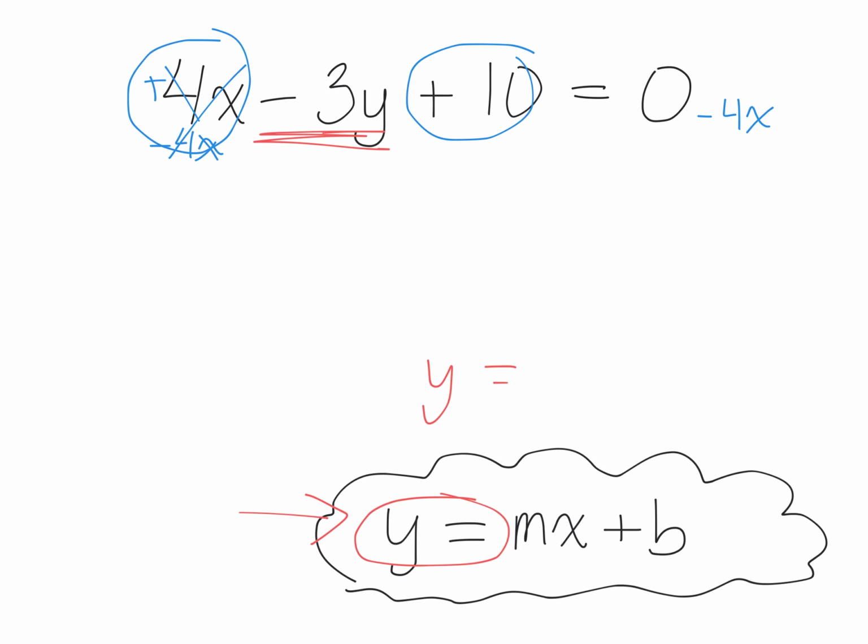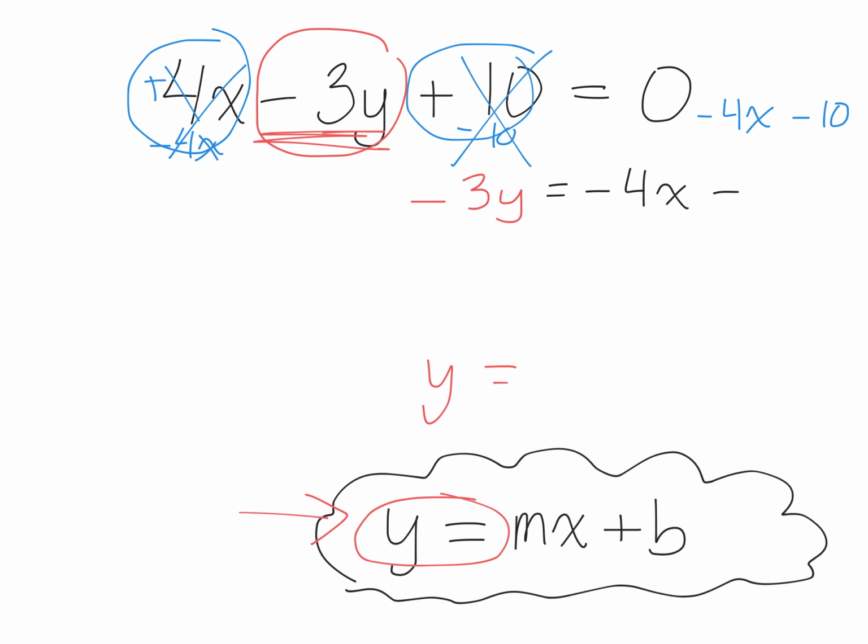What else do I want to get rid of from the left side? 10. Positive 10. How do I get rid of 10? Subtract 10. So what do I need to do on the right side? Subtract 10. So I have negative 3y. I haven't done anything with that. Negative 3y equals 0 take away 4x. I don't need to write the 0. So negative 4x minus 10.